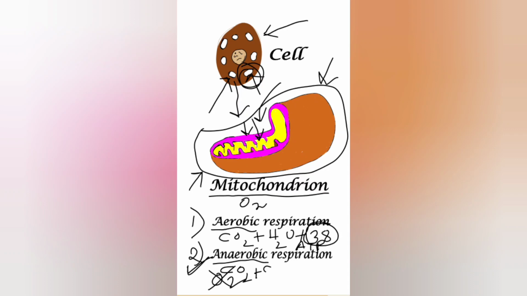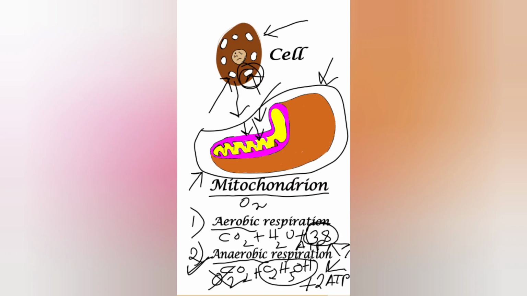ethyl alcohol, C2H5OH. Plants will produce this alcohol, ethanol or ethyl alcohol, C2H5OH. Sometimes that smell comes out when you keep rice in water for a long time. That smell is ethyl alcohol. And energy will be only 2 ATP. Look at the aerobic, it was 38. Look at this one, only 2, and aerobic 38 ATP. So there is a big difference.